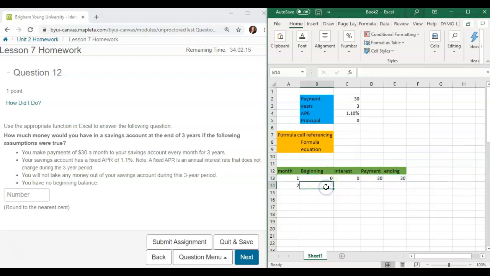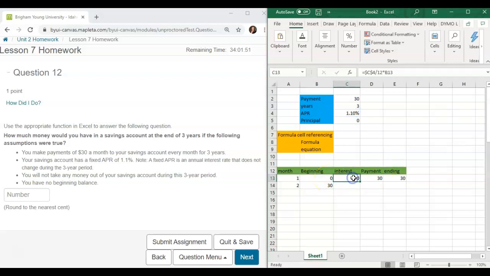Then the next beginning balance will be the ending balance from the previous month. And then I just cell reference that. Now I don't want to absolute cell reference that because I want this to continue to change as my payments increase that ending balance.